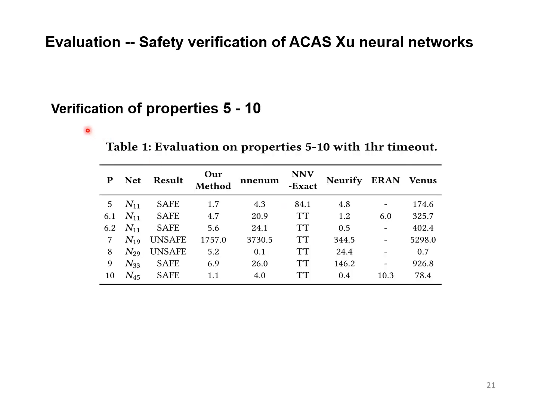Next, we evaluate our method with the verification of properties 5 to 10 on their target neural networks. The timeout for this verification is set to 1 hour. The result is shown in this table. P here represents the property, and net represents the target neural network. The result column shows the verification result, and the rest represent the running time of each method. As you can see, our method is faster than other methods in most cases, and our method can correctly verify all the results here. Overall, the results show that our method has higher computational efficiency than the other related works in the verification of properties 5 to 10.